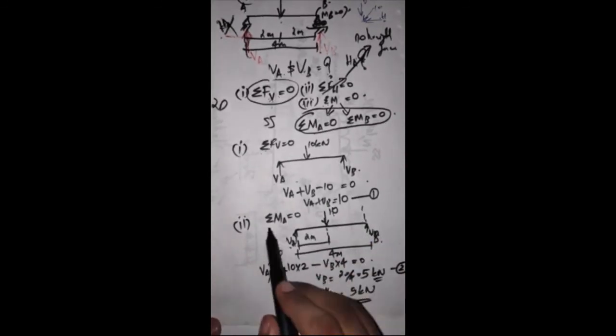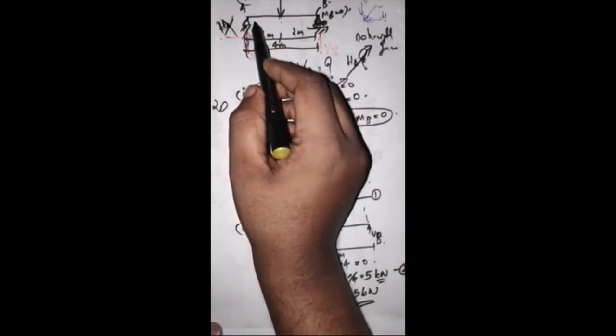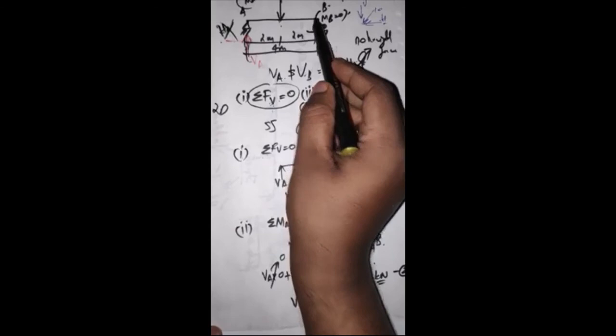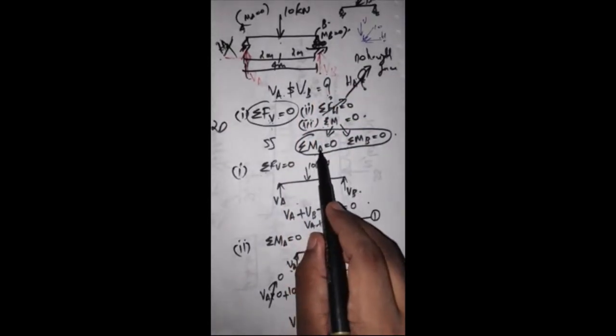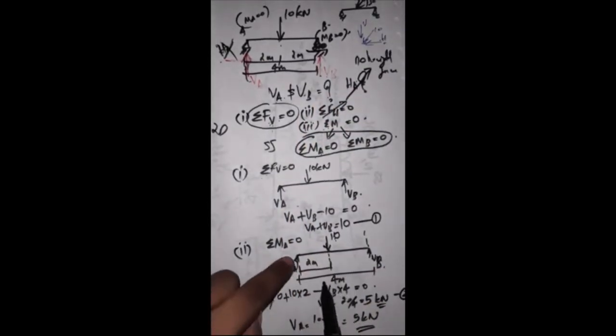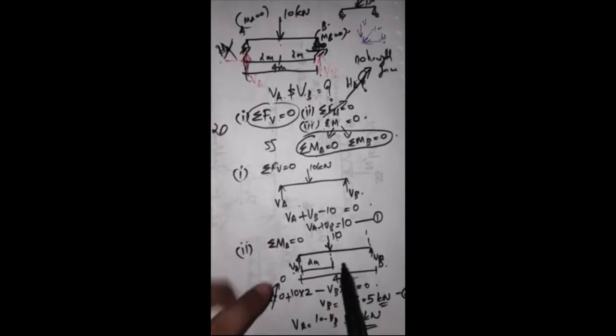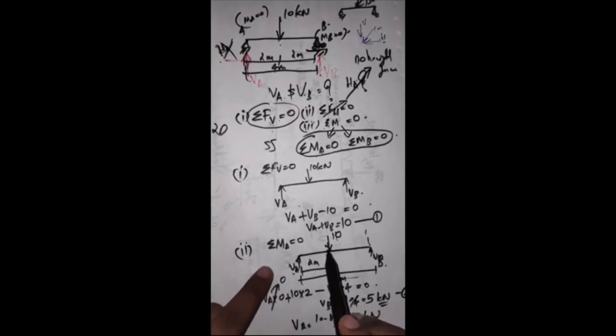Next one is the moment about any point. For a simply supported beam, the moment about any point can be taken as 0. Therefore I am just taking moment about A. So moment about A means, in order to first calculate the moment, we have to look at what the forces are. Here there is the 10 kilonewton, that is the force which is applied.